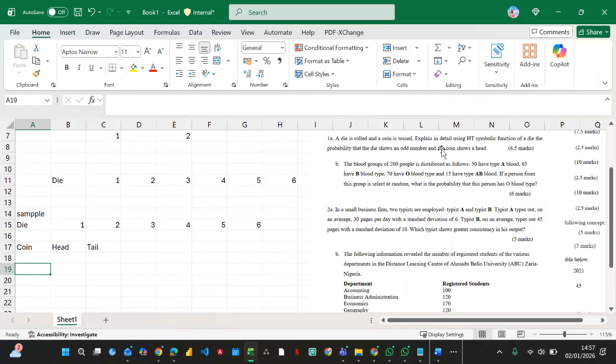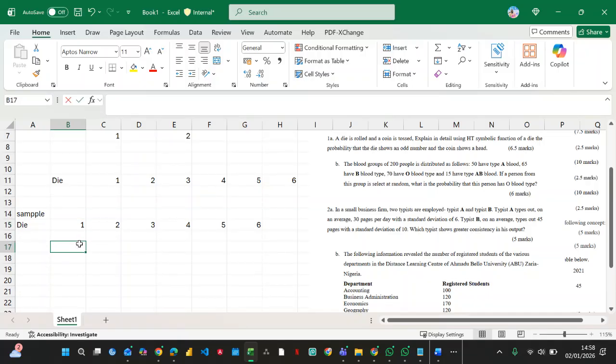So the question we need to find said, now they said explain in detail what we are doing. So he said that the function of the die, that the probability that the die shows an odd number. Now, what is an odd number, right? So if you look at a die, let me fix this first. What you have here is one, two, three, four, five, six.